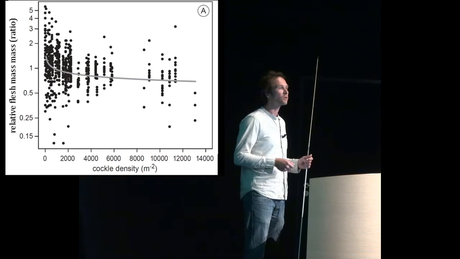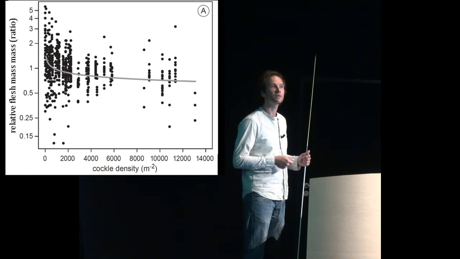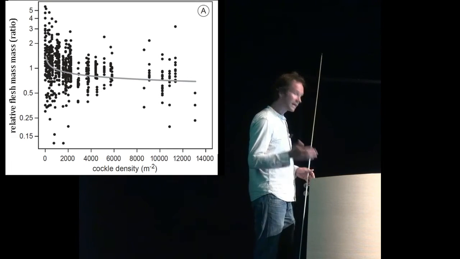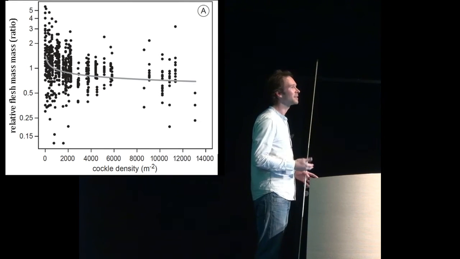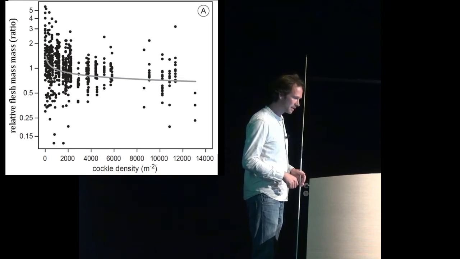Probably because these cockles themselves also compete for the available resources. And on the other end of the spectrum, at low densities, you have the highest quality cockles, but then they're also difficult to find for red knots.